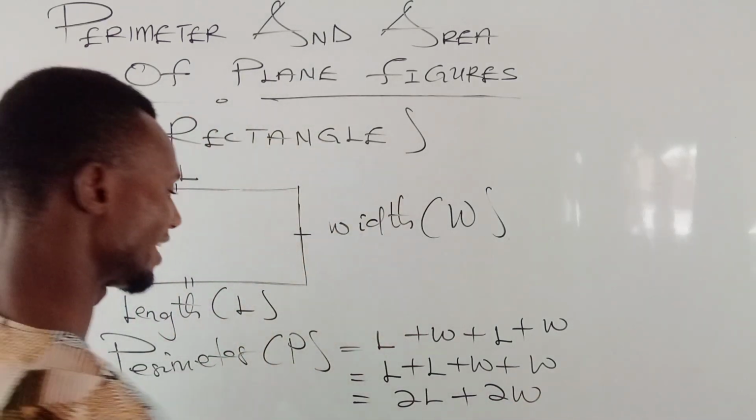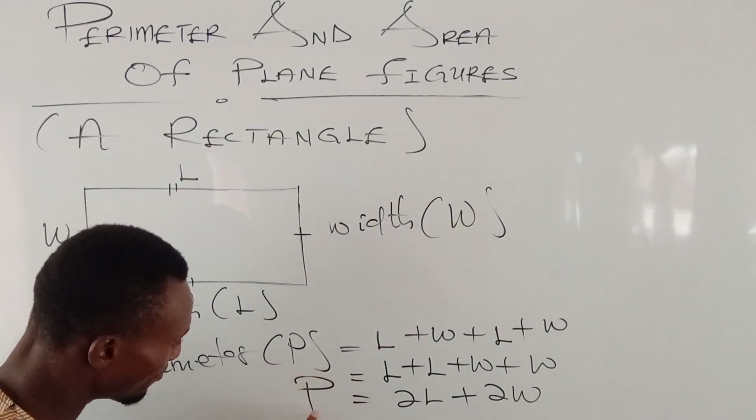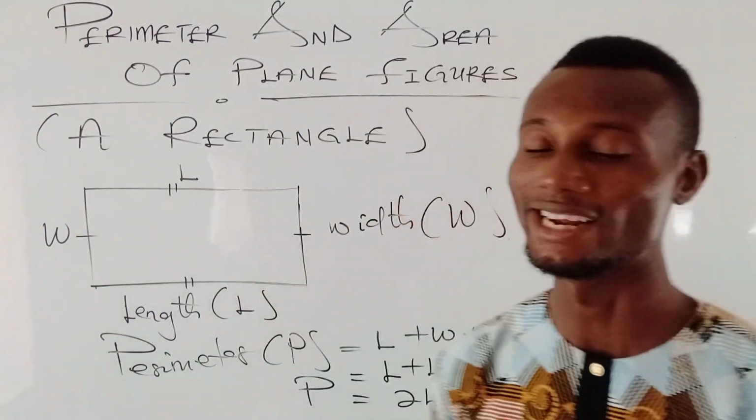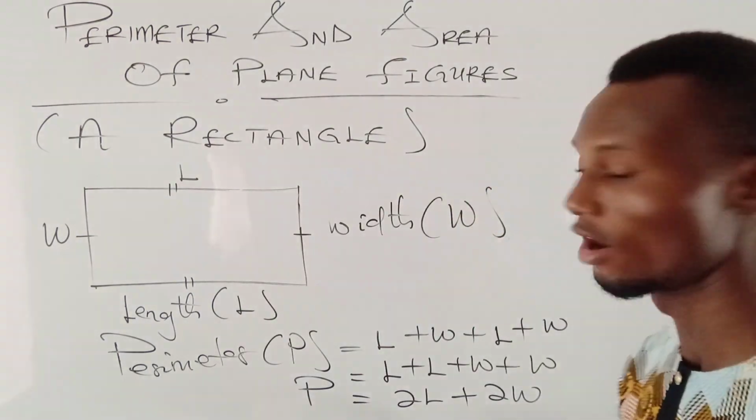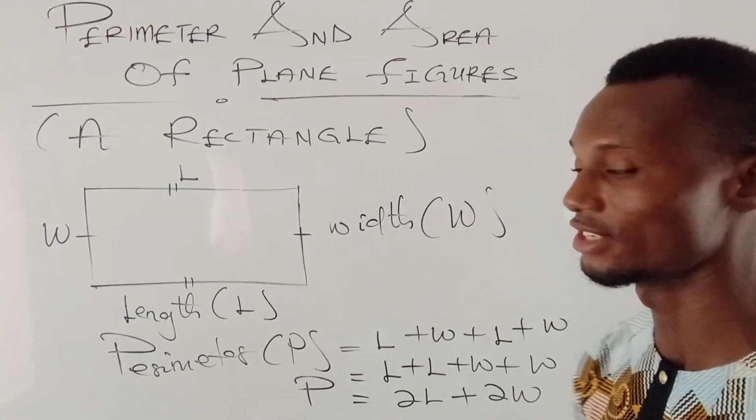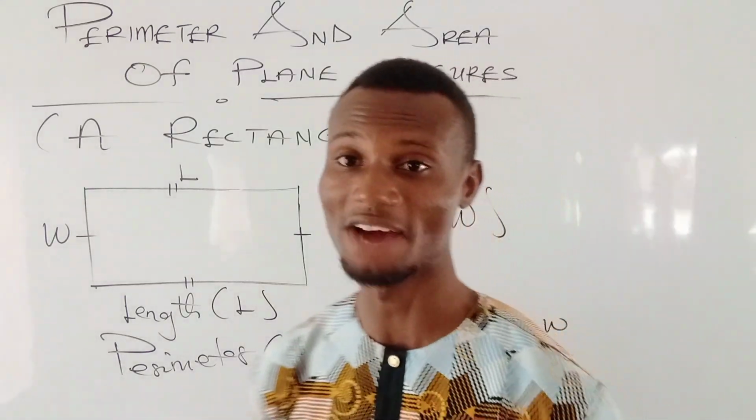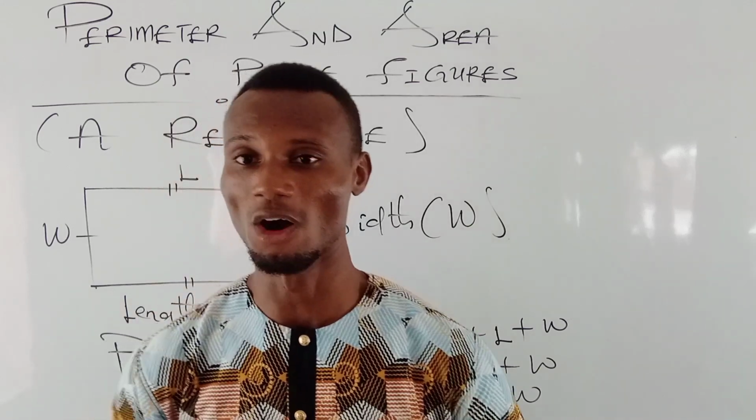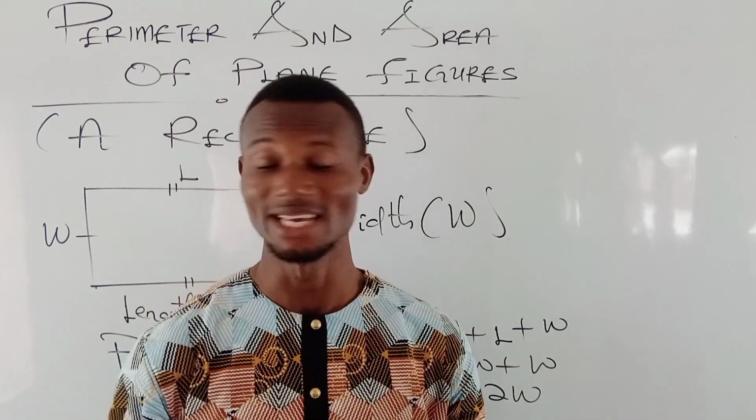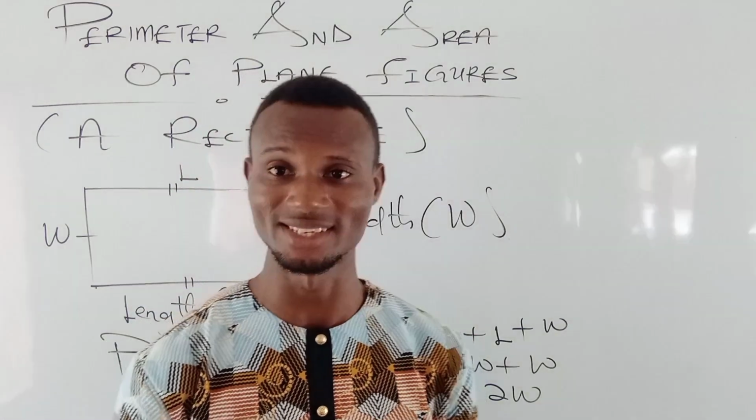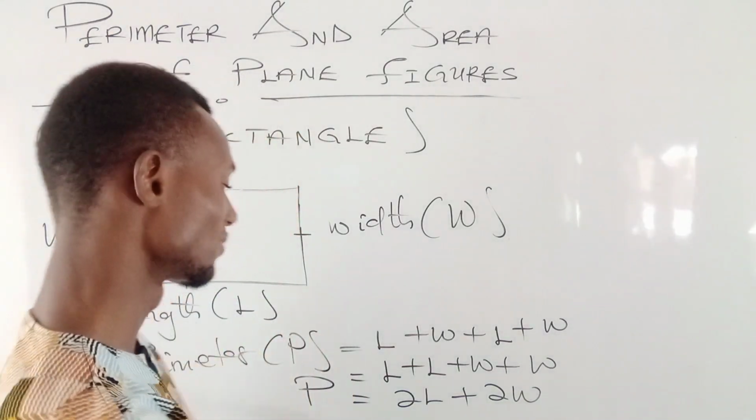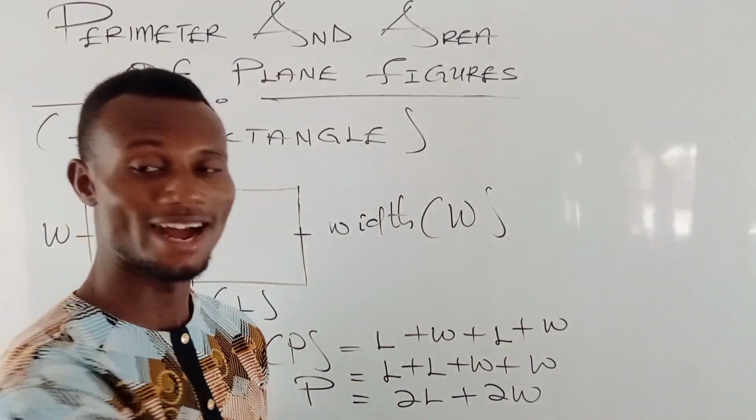This is the formula for finding the perimeter of a rectangle. The formula for finding the perimeter of a rectangle is 2 of the length plus 2 of the width, so 2L plus 2W. Keep this formula in mind. If at any time you forget it, you can go through the same process, and remember, it's not difficult. This is the process you go through to arrive at the formula.